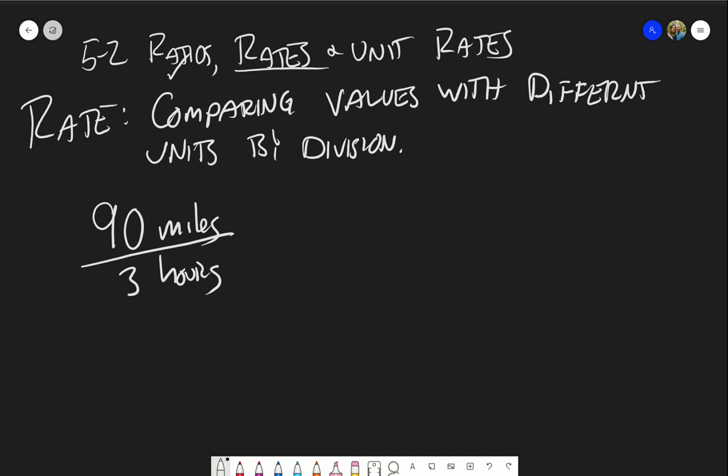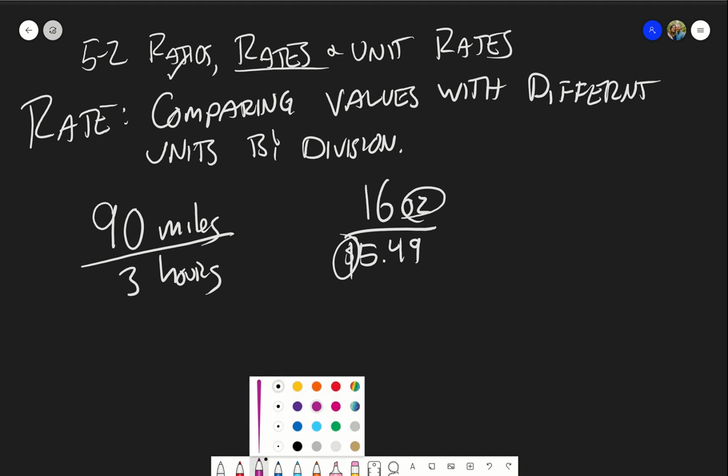Or, there's all sorts. I can buy a 16-ounce box of cereal for $5.49. So ounces and money, different units. You can identify how much the box costs per ounce. So we use rates to figure out how much things change.